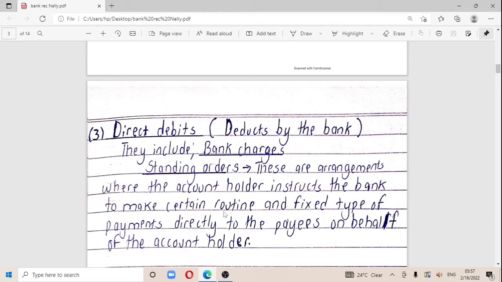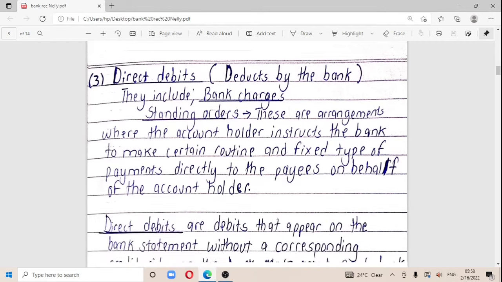A simpler way of understanding this: you instruct the bank to make a certain routine or fixed type of payment to people you're meant to pay. For example, at the end of the month, you have to pay your electricity and your water bills, so you instruct them to always deduct a certain amount after the end of the month in order to pay for your water bills and your electricity. That can be a standing order.